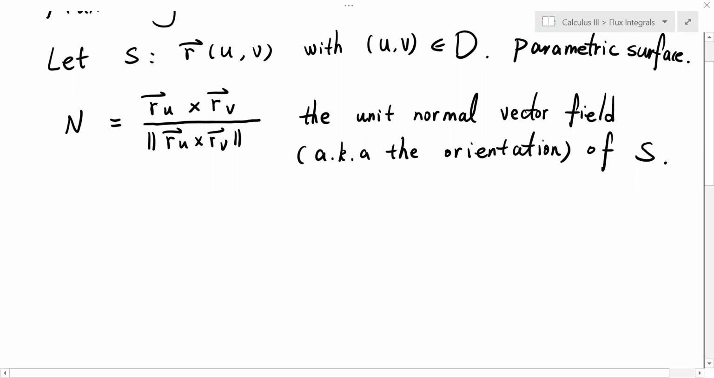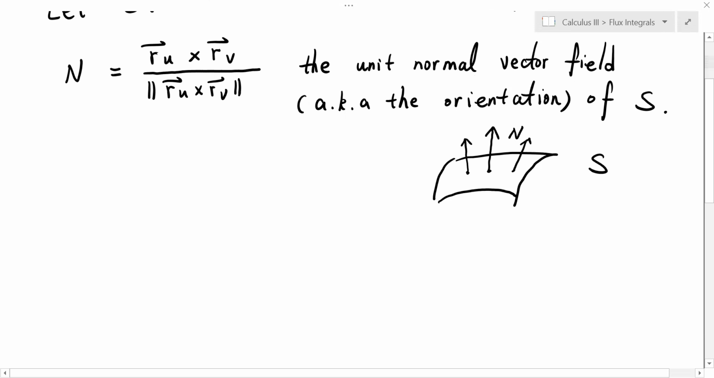So geometrically speaking, if we illustrate the parametric surface S as this surface in space, then roughly speaking, capital N is going to be a vector that is normal to the parametric surface. And at different points, the unit normal vector may be pointing towards a slightly different direction, but they are all going to be orthogonal to the parametric surface.